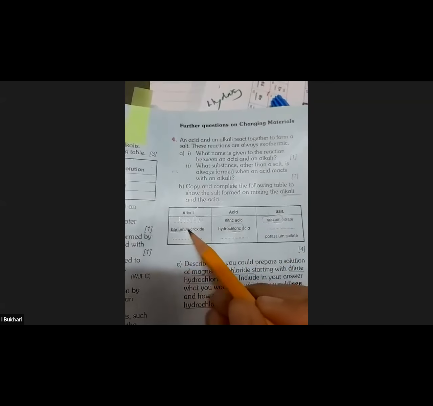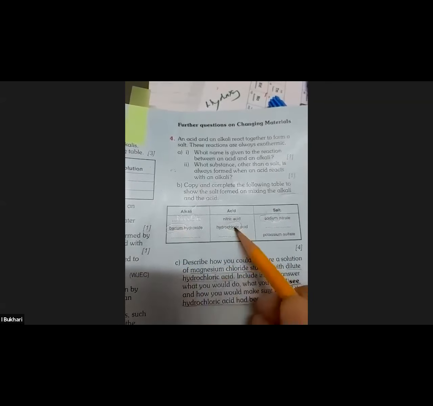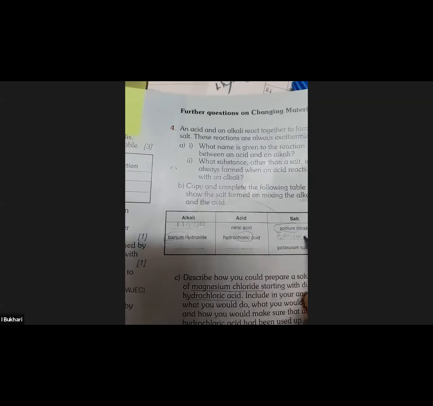Barium hydroxide reacting with hydrochloric acid. The anion will come from the acid and the cation will come from the alkali. So barium chloride. And we use the suffix "ide" when a compound of two elements is formed. Then potassium sulphate. This anion will come from the sulfuric acid and this cation will come from potassium hydroxide, which is the alkali. So I will write potassium hydroxide and here I can write sulfuric acid.